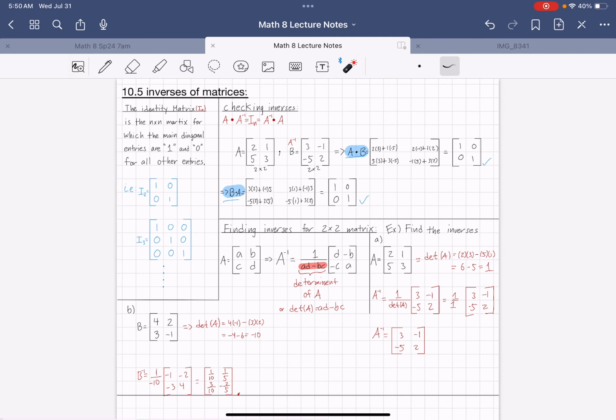So remember, you can't always multiply them in both directions, but if you do, and you're left with the identity matrix in both directions, then those matrices are inverses of each other.